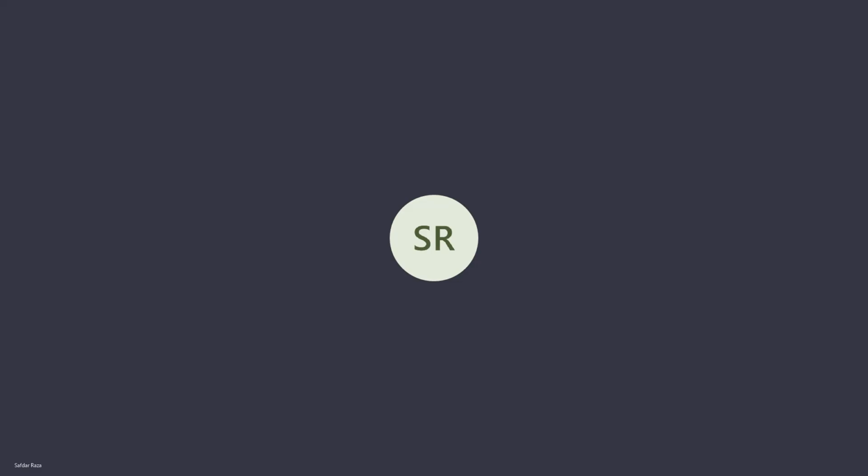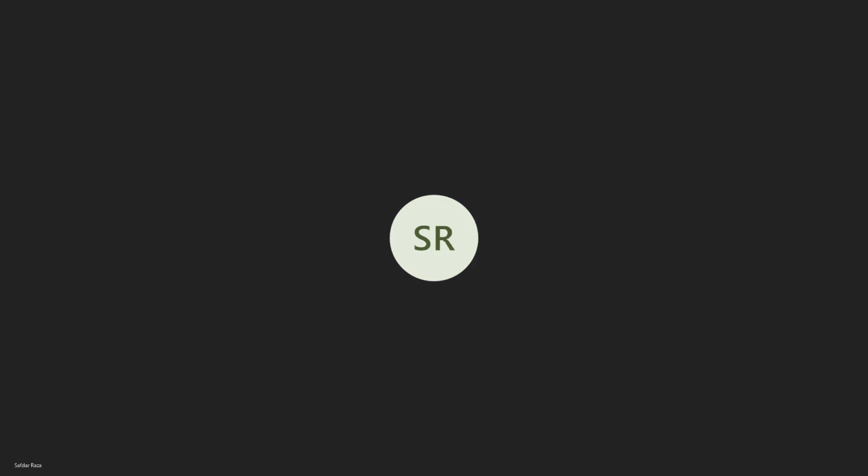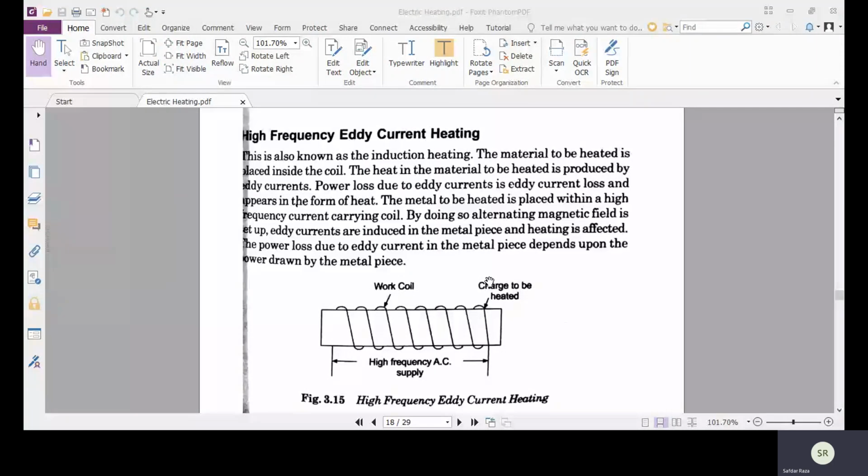Students, in the previous lecture, we have discussed induction heating and its types, which include direct induction heating and indirect induction heating. After this, we moved towards the induction furnaces. Again, there are two types of induction furnaces: one is the core type induction furnace, and the second one is the coreless induction furnace.